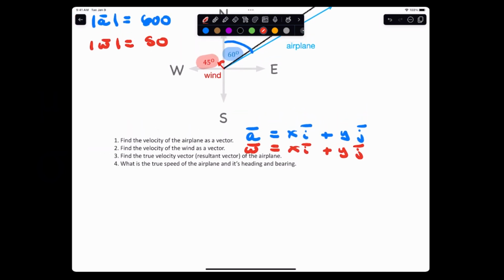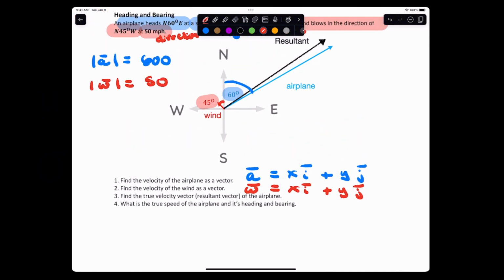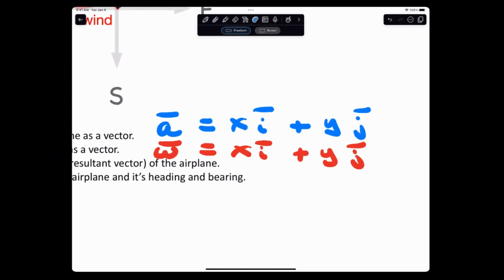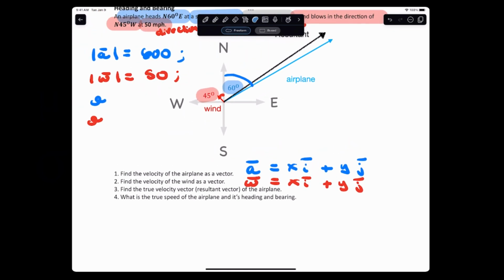What do you guys need in order to get those vectors, though? Anybody remember? Don't you need theta for the airplane, and theta for the wind? But do we have them? You sort of have them. Let's move them down here because we're out of space. So what are those 2 values if we're going to write these as ij vectors? Because that's what they're asking. How do you get those angles?